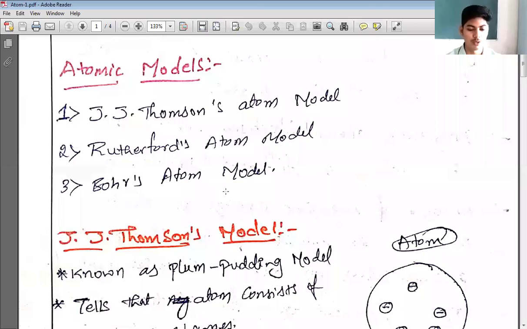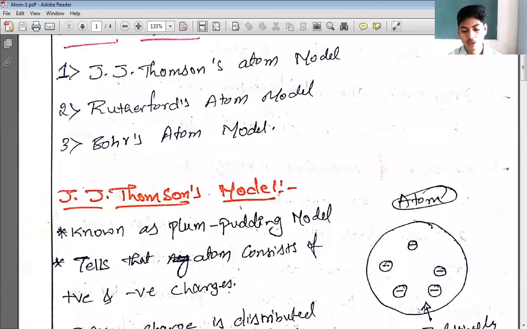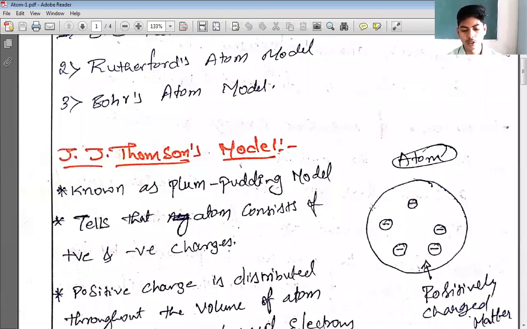Initially, in J.J. Thomson's atom model, it was assumed that all the positive charge is distributed throughout the volume of the atom. Complete positive charge is distributed throughout the volume of the atom, and negative charges were embedded in this positive charge, just like seeds in a watermelon. That is J.J. Thomson's atom model. Then this theory was discarded. The concept of nucleus was introduced.